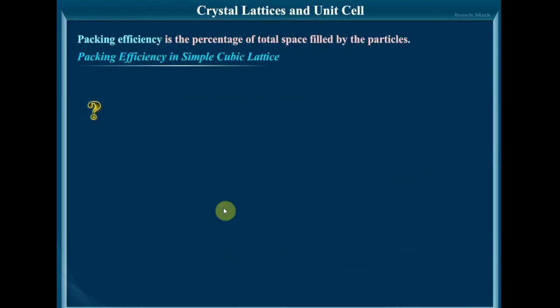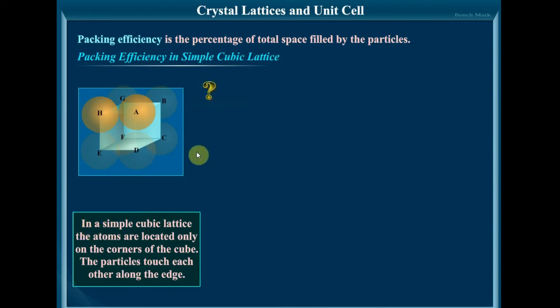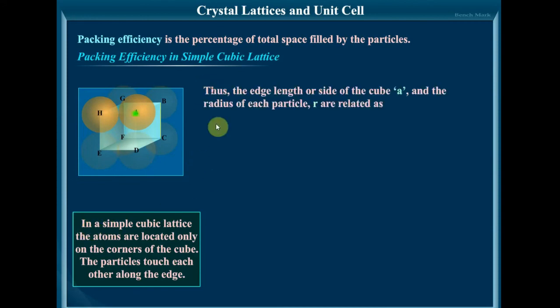The last one is the packing efficiency in a simple cubic lattice. In a simple cubic unit cell, there is only one atom per unit cell, because there are 8 atoms only at the corners, and the contribution to that unit cell is 8 into 1 by 8. So the total is 1. Here also we are taking a as the edge length and r as the radius. So let us go to the calculation part. You can find the unit cell here. All the atoms are at the corners. Only 2 are shown in bright colors.